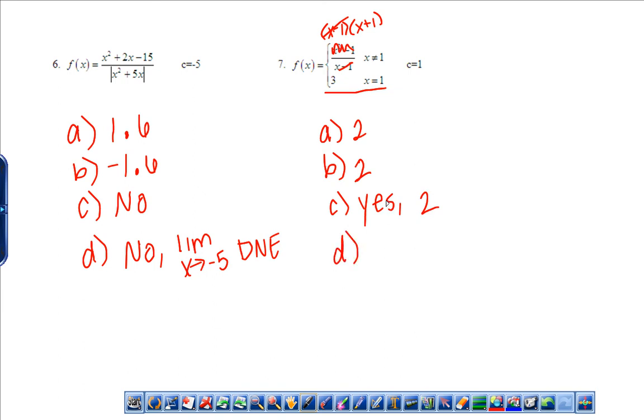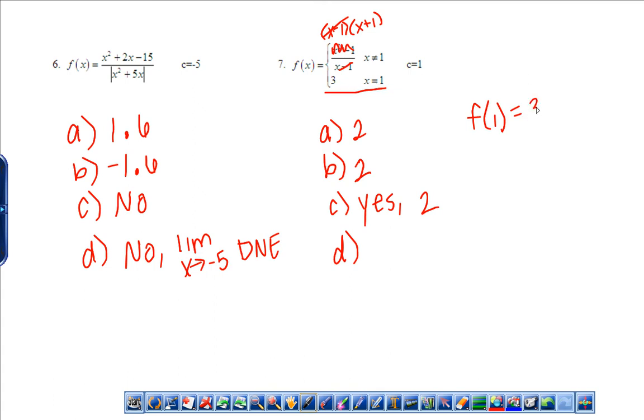All right, now, just because I'm answering yes to part C doesn't mean yes to part D. Remember, the limit has to exist, but it has to equal the point at that number. All right, now remember, f of 1 equals, what does f of 1 equal?